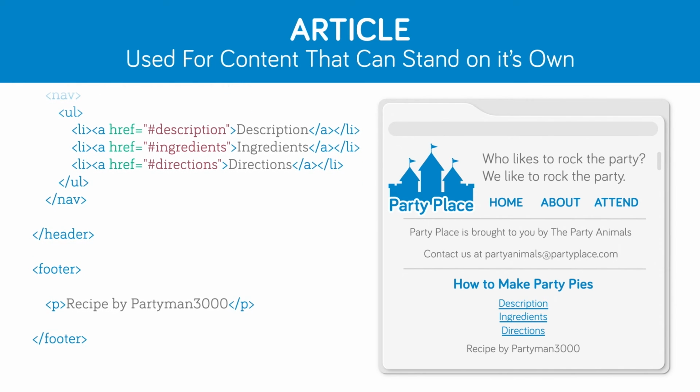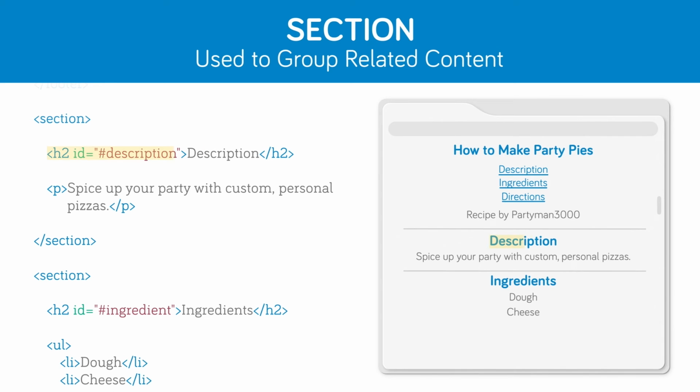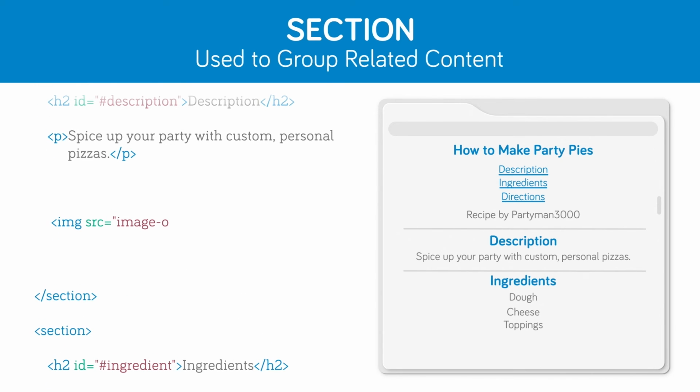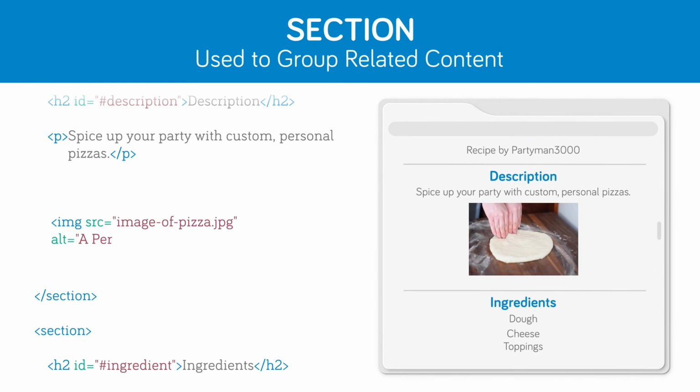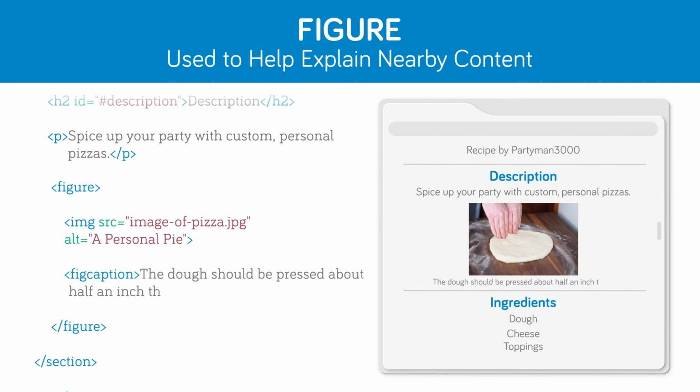We can break up the different parts of the recipe, like the description, the ingredients, and the directions into different section elements. We just need to make sure that each one has its own heading to describe its topic. To clarify the recipe, let's add an illustration to help the viewer understand exactly how to shape the dough. Because this is helpful for understanding, we'll place it inside of a figure element. And we can add a figcaption to label the illustration and make it even easier to understand.